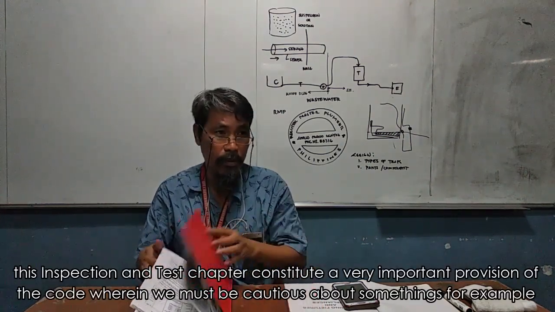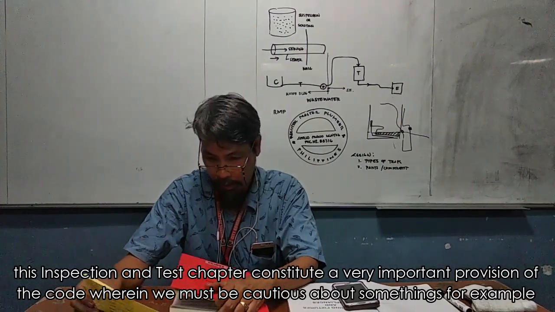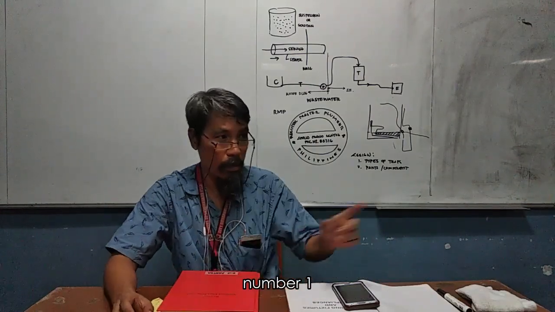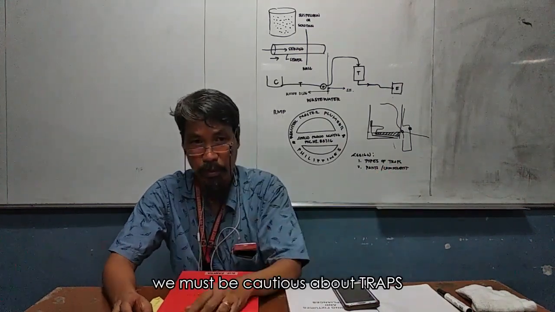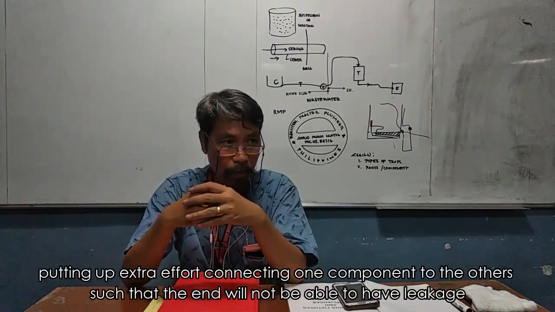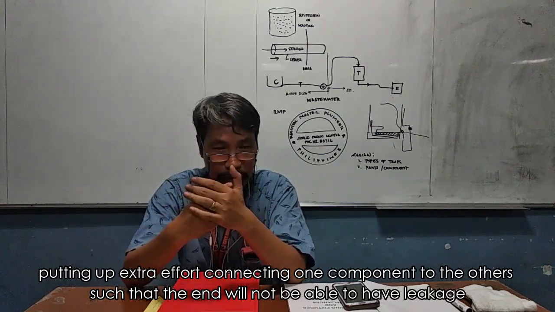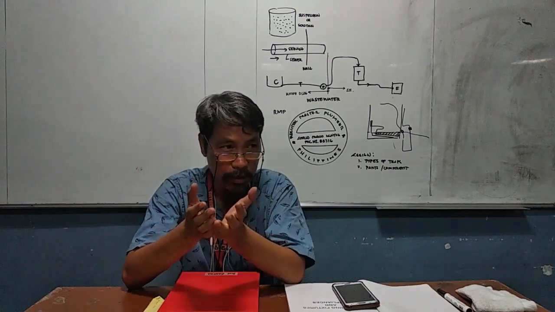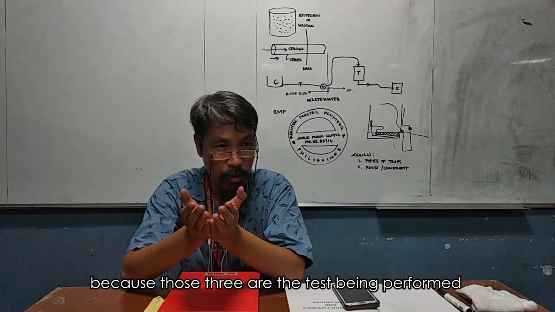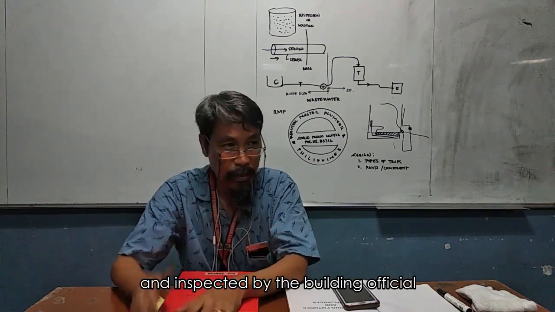Okay, so this inspection and test chapter constitutes a very important provision of the code wherein we must be cautious about some things. For example, number one, we must be cautious about traps. We must be cautious about the connections, putting extra effort into connecting one component to the other such that at the end, we will not have what? Leakage. Water leakage, air leakage, and sewer leakage. Because those three are the tests being performed and inspected by the building official.